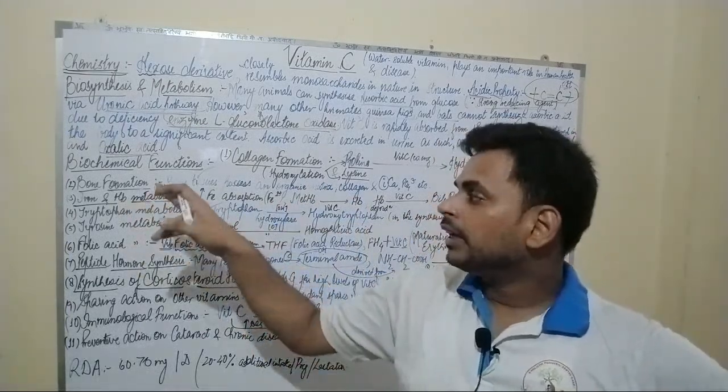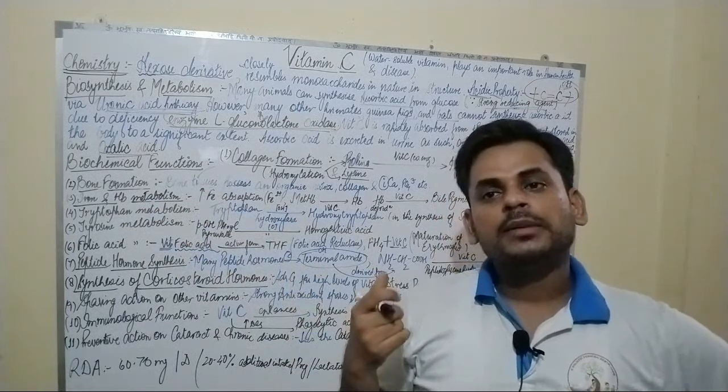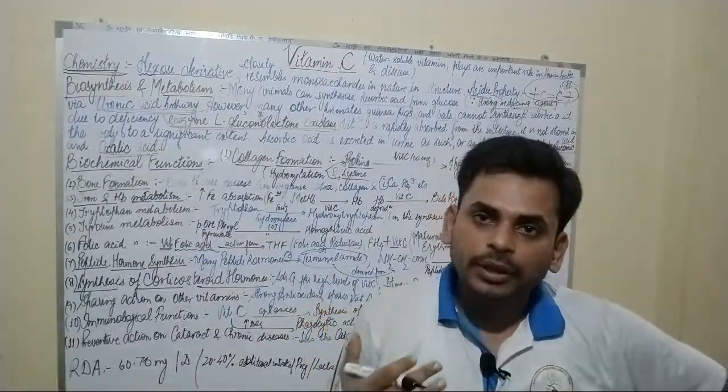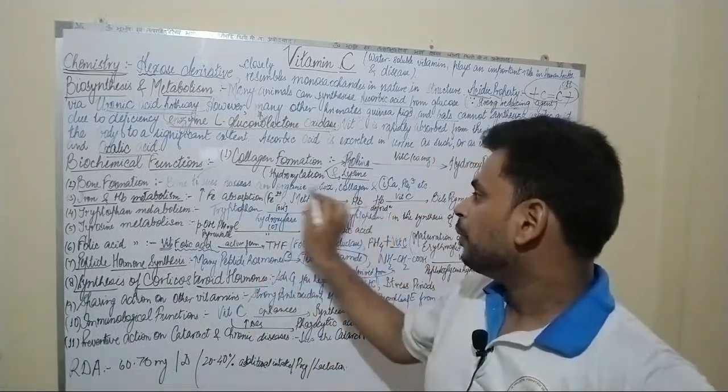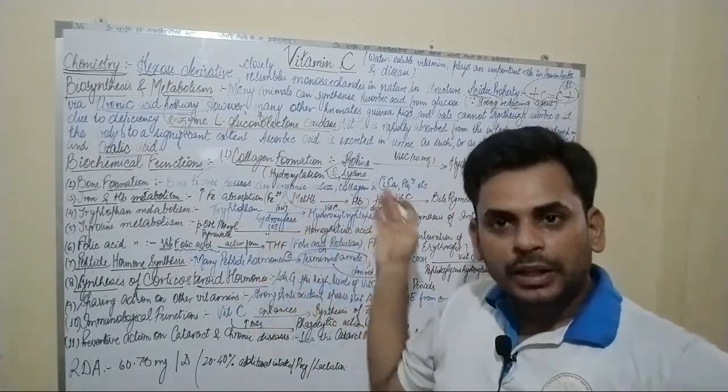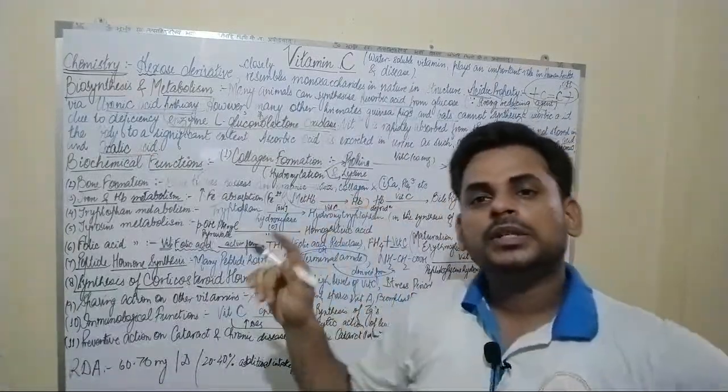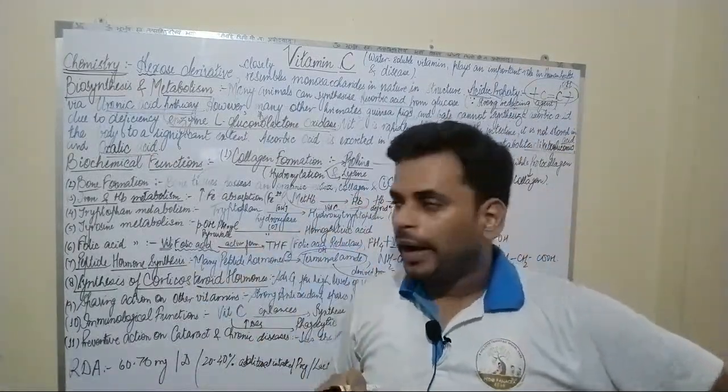Another important role is in hemoglobin metabolism. Vitamin C is very important for the conversion of methemoglobin to hemoglobin. Methemoglobin will be converted to hemoglobin only in the presence of vitamin C.